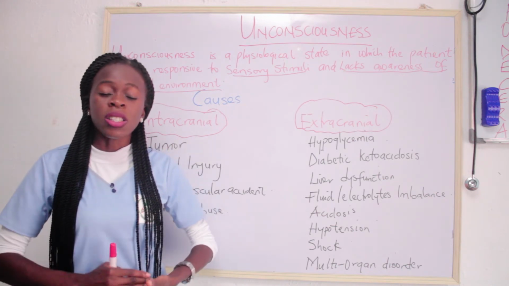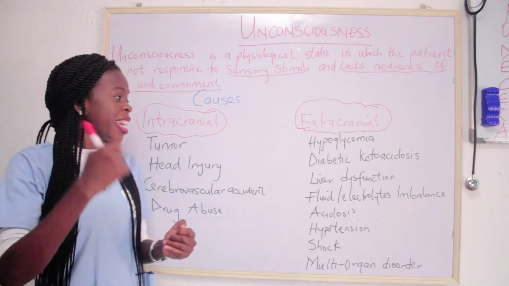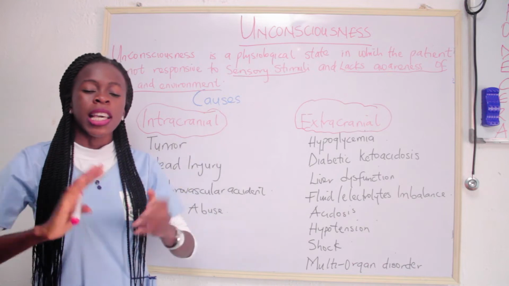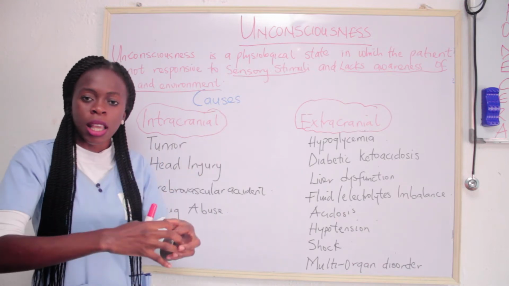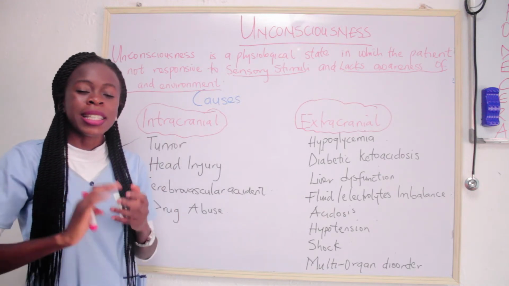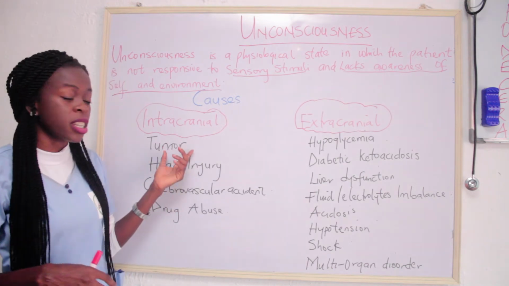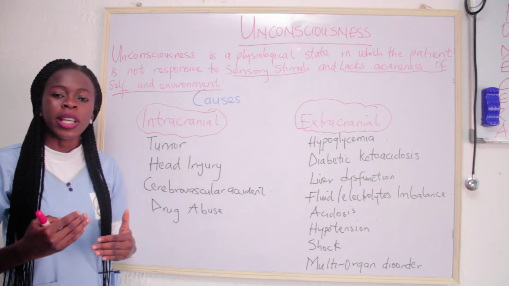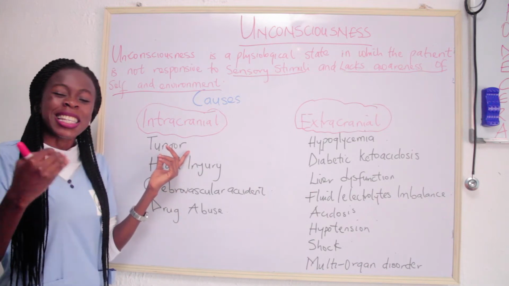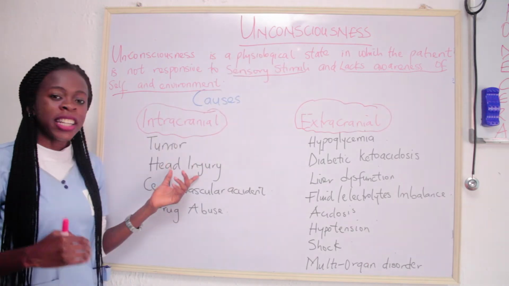For this class, the causes of unconsciousness will be divided into two headings. The first is the intracranial causes. As the name implies, it simply means causes from inside the brain itself, causes that arise from the brain. An example of intracranial causes of unconsciousness is, the first, tumor. We all know that tumor is an abnormal growth. So when you have a tumor in the brain, an abnormal growth on the brain, it's likely going to result in unconsciousness.